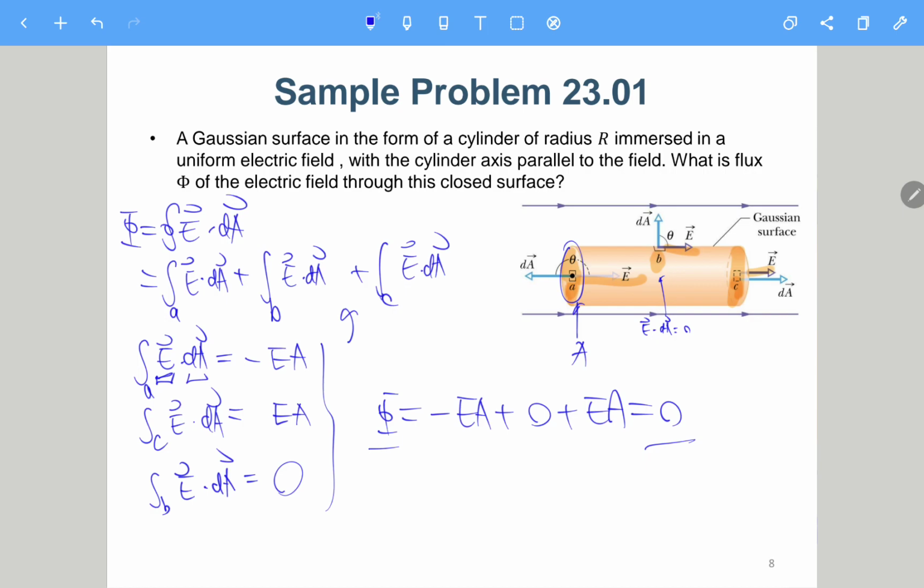You can just feel like this is a pipe, like a water pipe. The E field is like the water. The water is flowing to the right side at a uniform speed. So it's just like some water going in and some water going out with the same amount. So there is no net flux staying in the pipe. Just an analogy using the water and pipe.